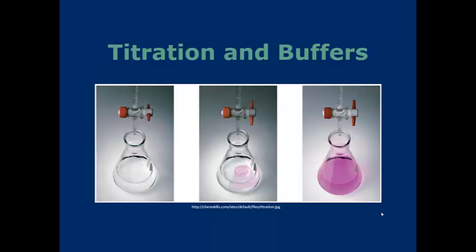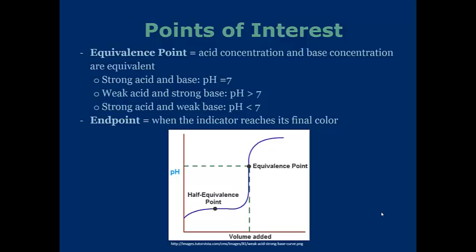When we're talking about acids and bases, we need to also discuss titrations and buffers, which are often the ways that we use acids and bases in science to quantify values. There are several points of interest when you look at a titration curve, which you will have to read on the MCAT. The equivalence point is where the acid concentration and base concentration are equivalent. Below is an example of a titration curve, and the equivalence point is labeled for you. For a strong acid and base, the pH is going to be 7 at this point. For a weak acid and strong base, it's going to be more than 7, and it's going to be less than 7 for the other case.